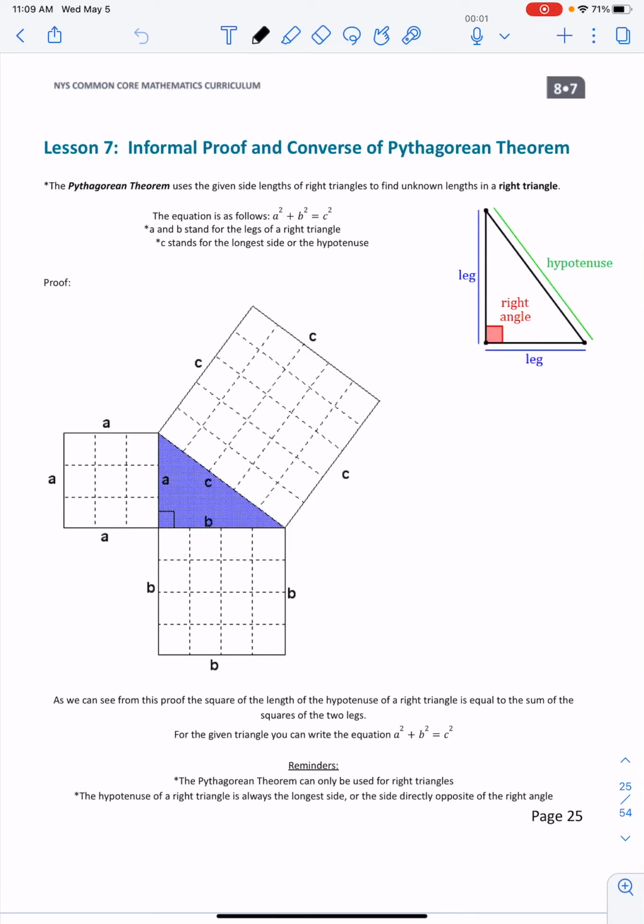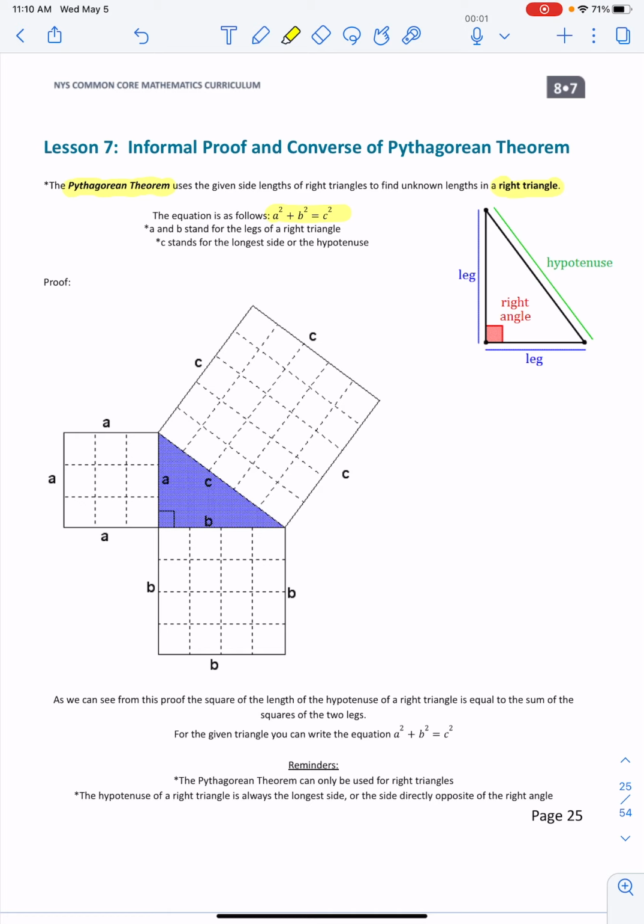This is lesson 7, informal proof and converse of the Pythagorean theorem. The Pythagorean theorem uses the given lengths of the right triangles to find unknown lengths in a right triangle. The equation is as follows, and it's a squared plus b squared equals c squared.